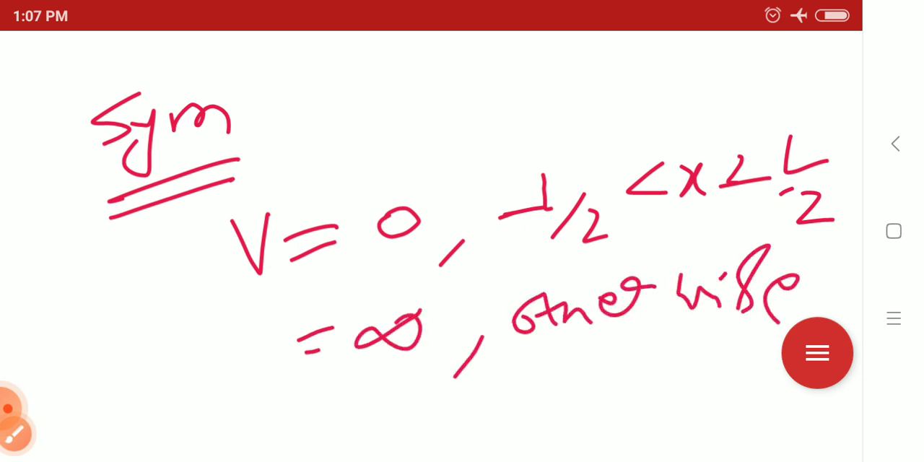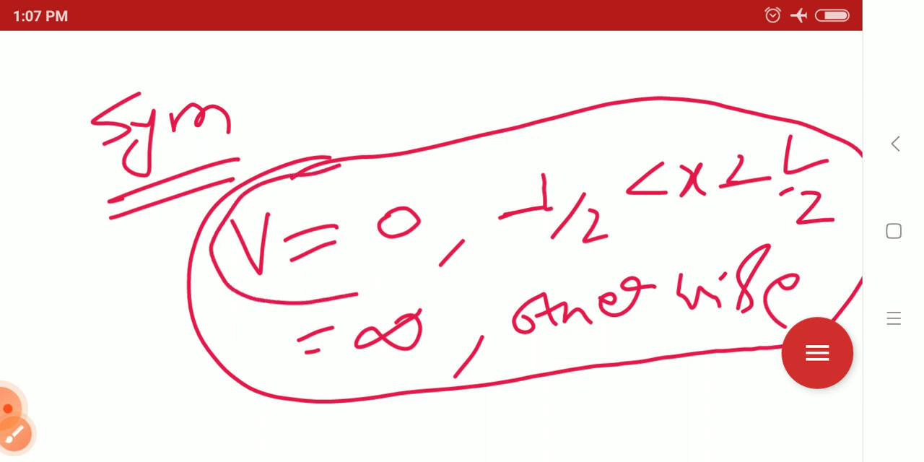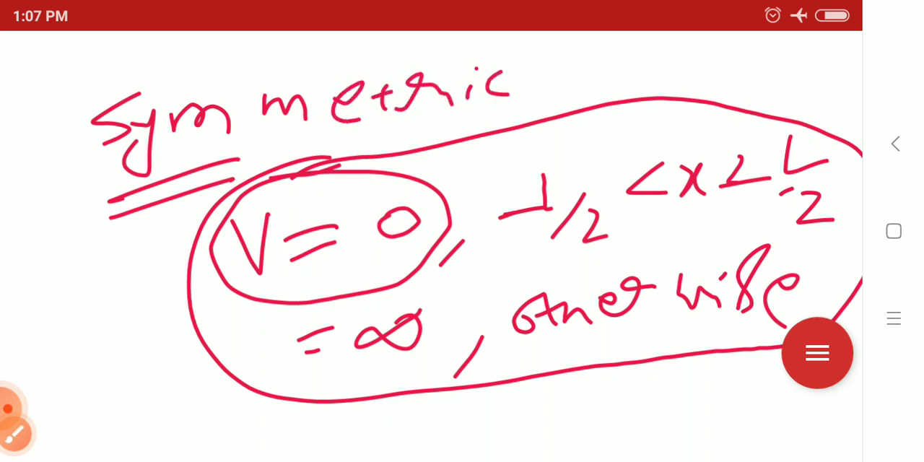Whenever in a problem it is given that the potential is such that V equals 0 within minus L by 2 to plus L by 2, or anything within minus A by 2 to plus A by 2, whatever, and the potential is infinite otherwise, then it is a symmetric square well potential box.